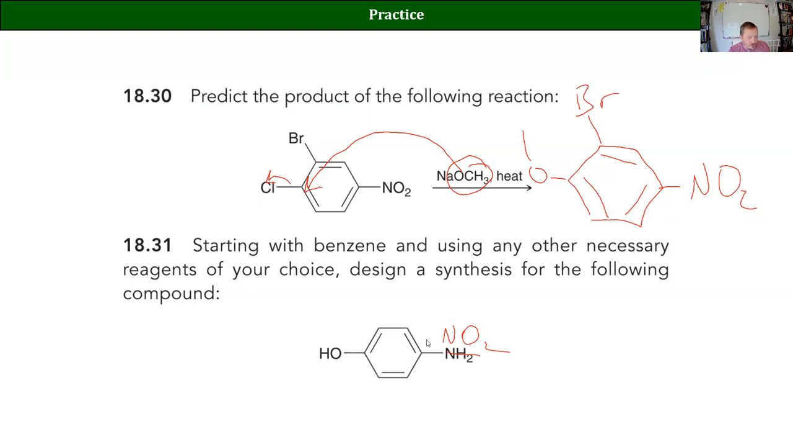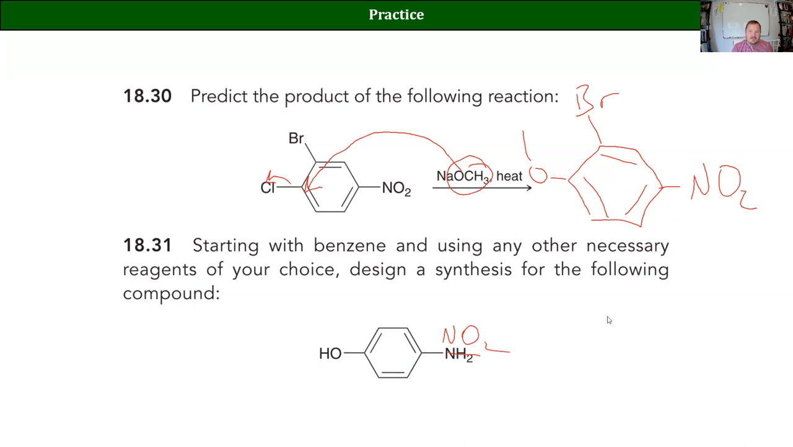And I got the order of the reactions wrong. So we actually haven't gone over the last reaction, which is a way to convert a nitro group to an amine. We actually have a reaction that will do that, but we haven't covered it yet. So let's just treat it. We're trying to make para-nitrophenol.